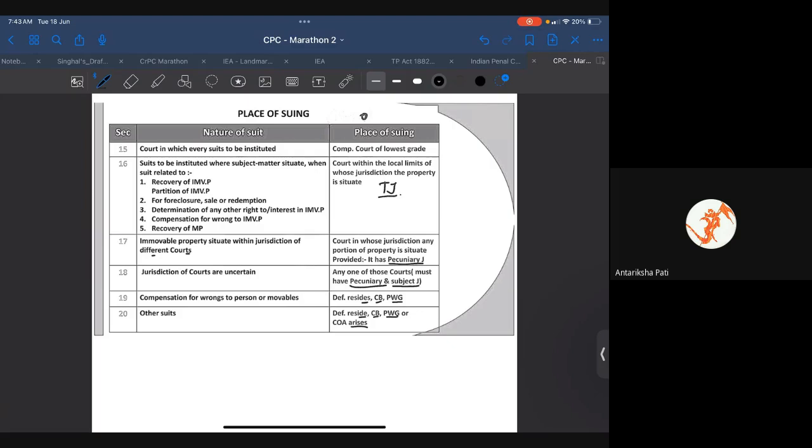And section 17 says if there is an immovable property situated within the jurisdiction of different courts, then the suit may be filed in the court in whose jurisdiction any portion of the property is situated, provided it has pecuniary jurisdiction.